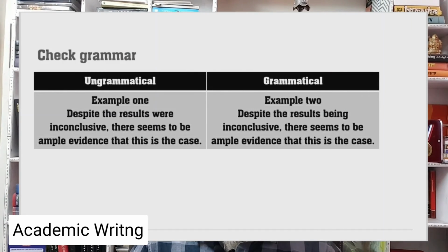The last example, "Despite the results were inconclusive, there seems to be ample evidence that this is the case." The preferable sentence will be, "Despite the results being inconclusive, there seems to be ample evidence that this is the case." So after the despite construction, we use the ing form of the verb.